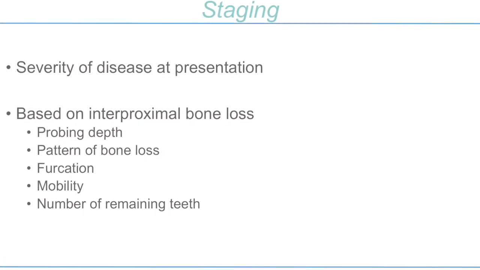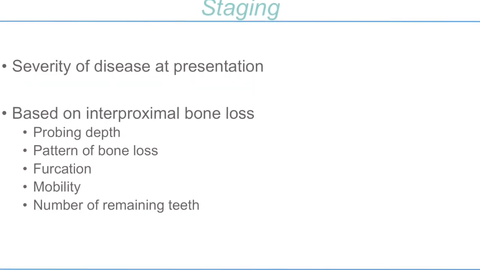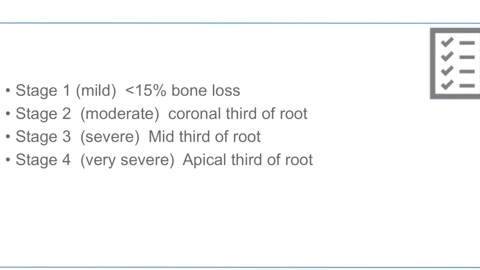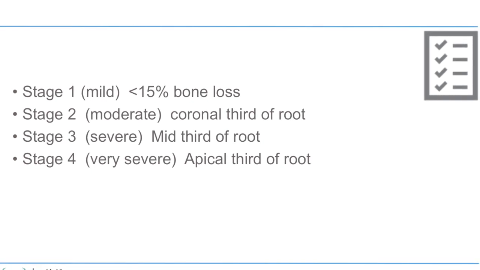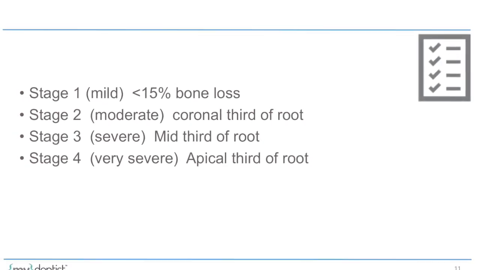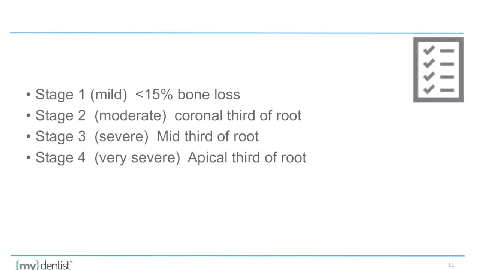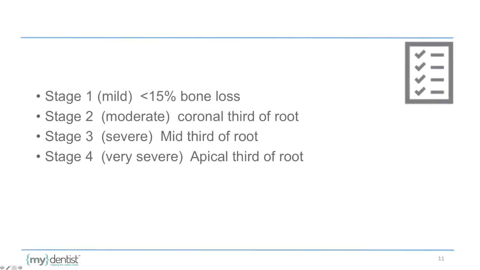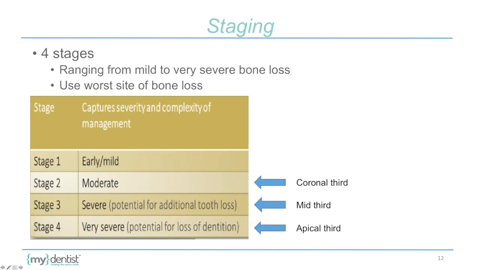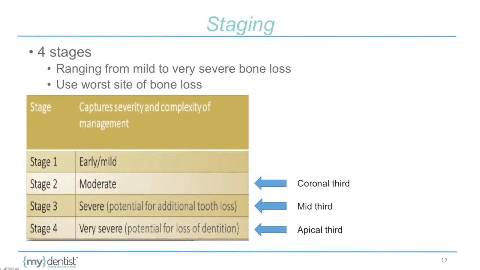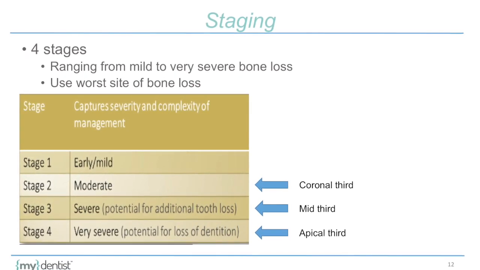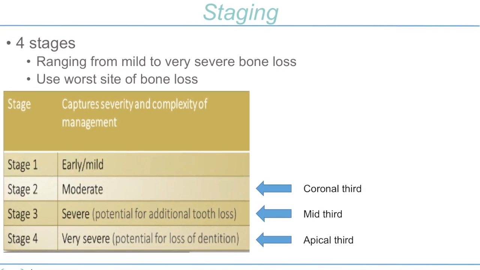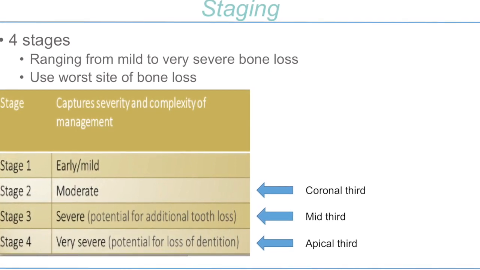The results of any of these classifications are based on the worst area seen on your x-rays. So the stages are 1, 2, 3 or 4, depending on the amount of bone loss seen. And an easy way for it to be classified is less than 15%, the coronal third, the mid-third, or the apical third of a tooth, ranging through from mild through to moderate. So you would give somebody a classification of, say, stage 3, if you know that you've lost bone in the worst site that you can see up to the mid-third of the root.